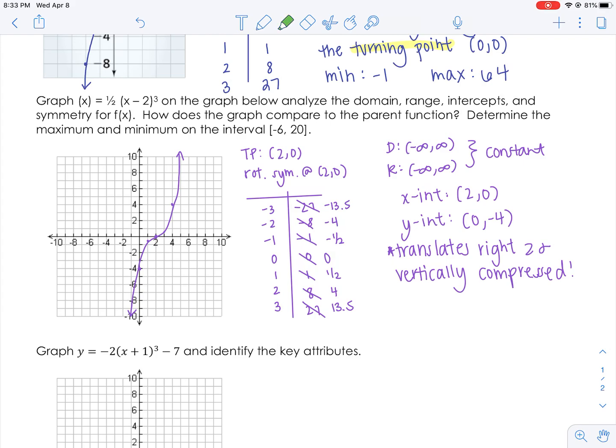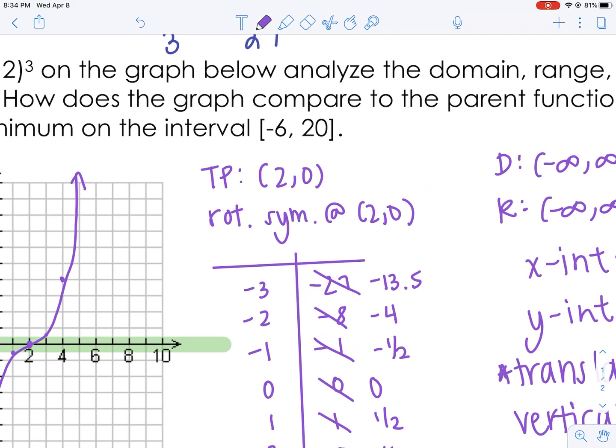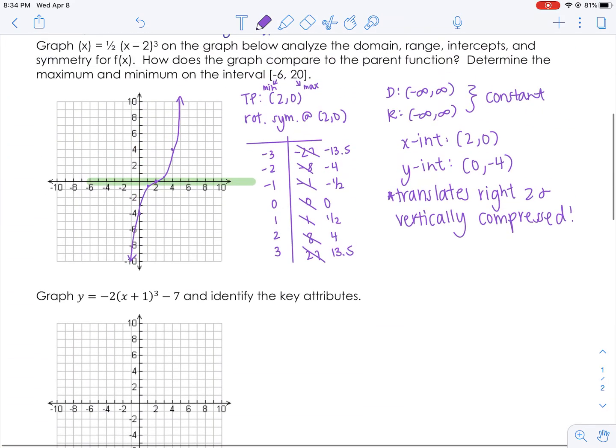So, last question is just, what are the maximum and minimum on the interval from -6 to 20? Which we can't really see on our graph. That's way off of our graph. So I know that -6 would be over here, to 20 would be way over here. So I know that -6 is going to be plugged in to find our minimum, just like 20 is going to be plugged in to find our maximum.